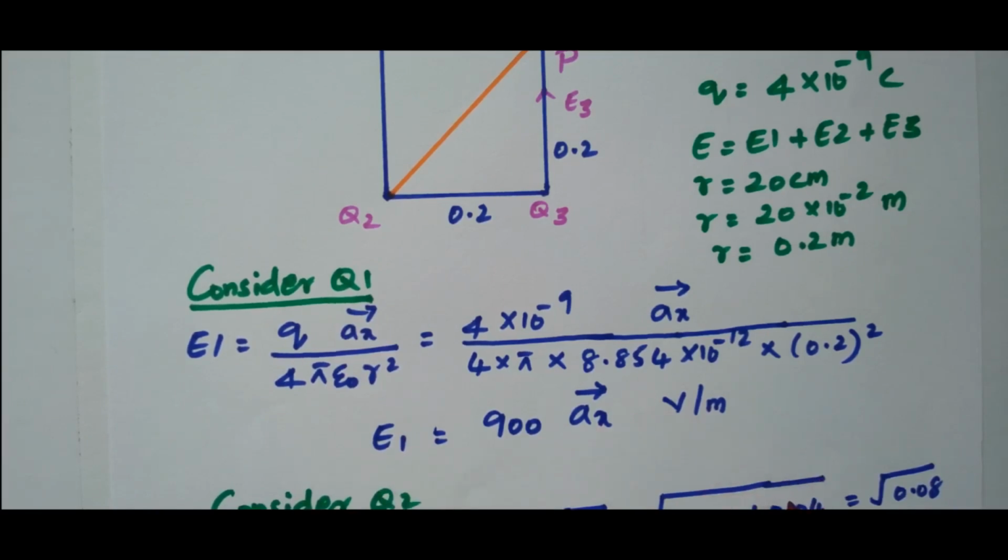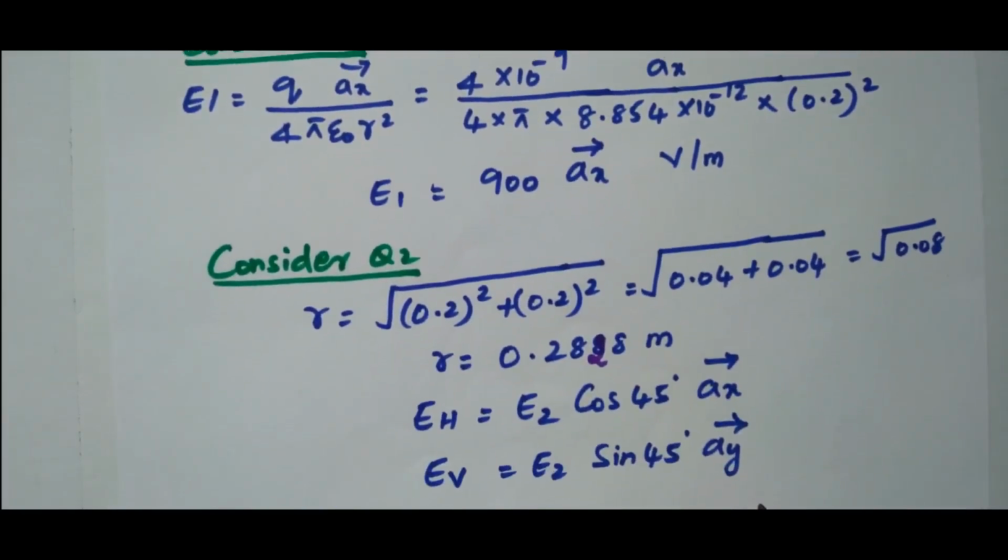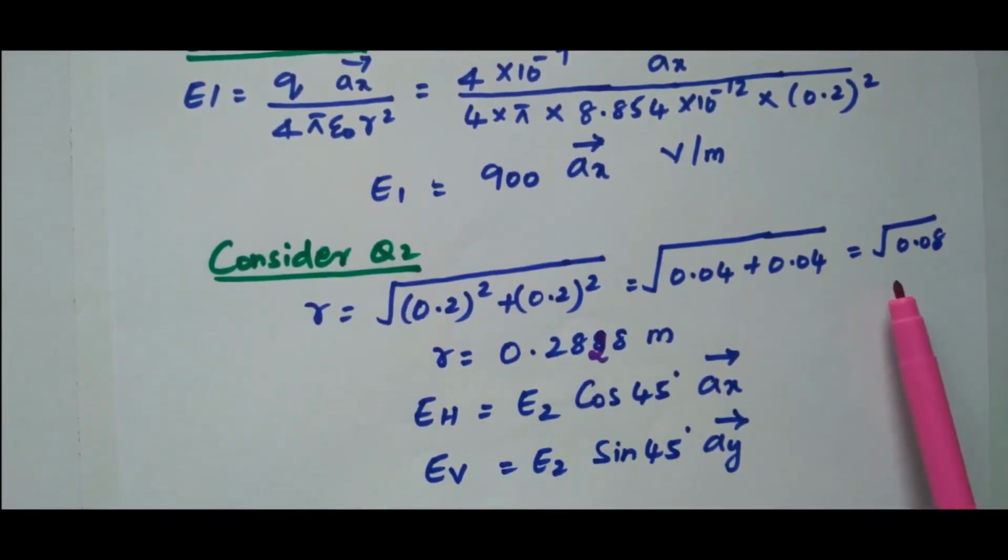Now consider Q2. While considering Q2, we have horizontal component as well as vertical component. Horizontal component is in general the total component multiplied by cos of theta. Vertical component equal to the total component multiplied by sin of theta. Here theta is 45 degree. It's a general formula. Horizontal component equal to total component multiplied by cos 45. Vertical component equal to total component multiplied by sin 45. Now what is this R value? We need this R value. That is the important thing.